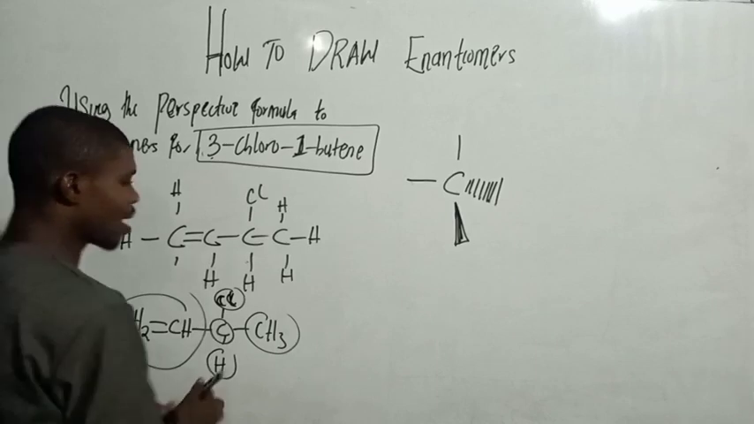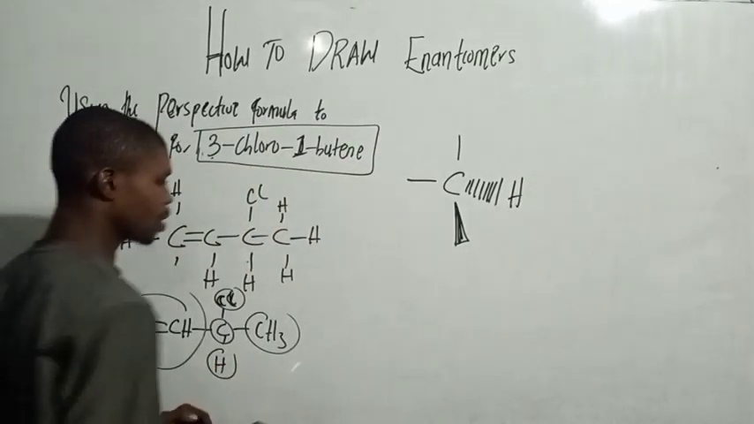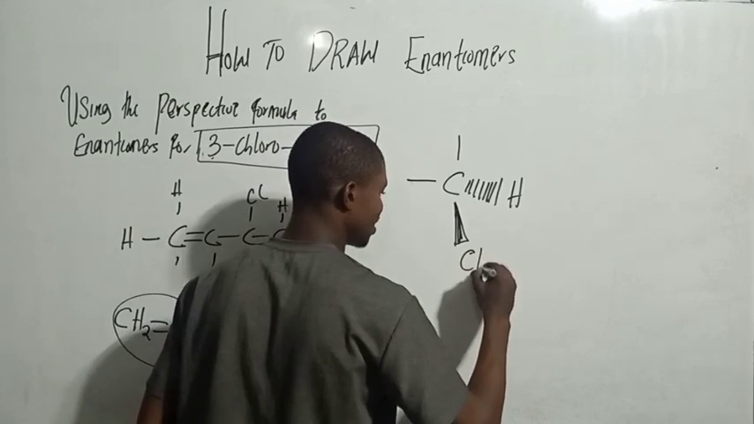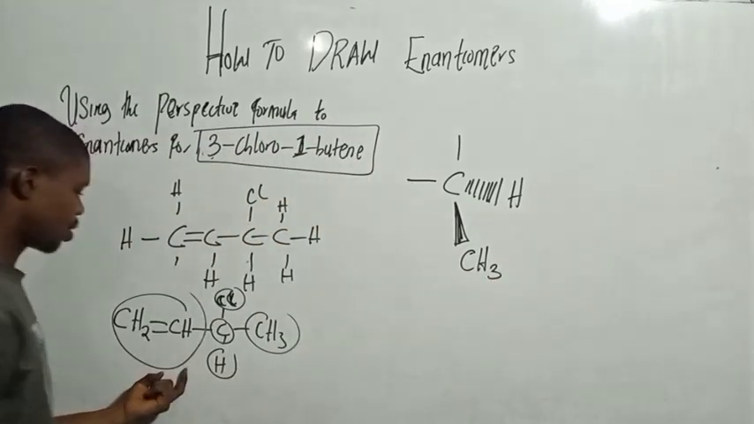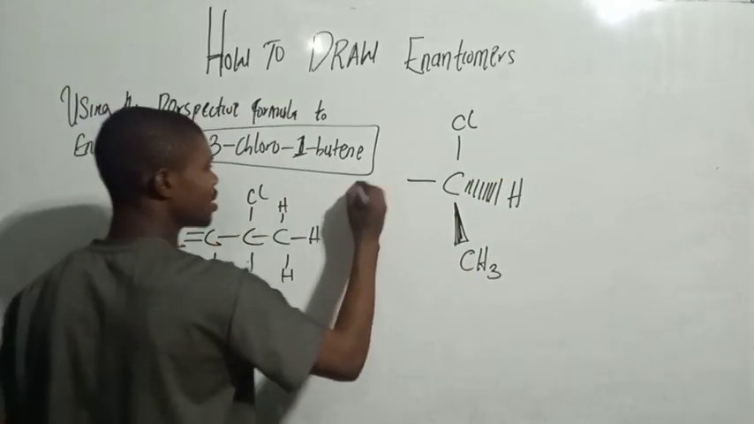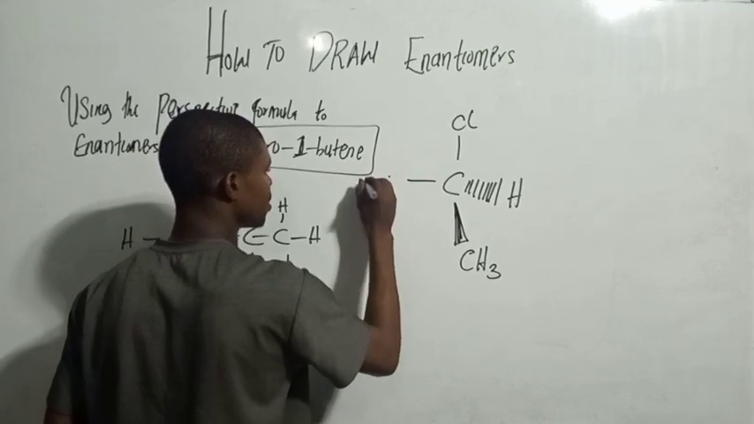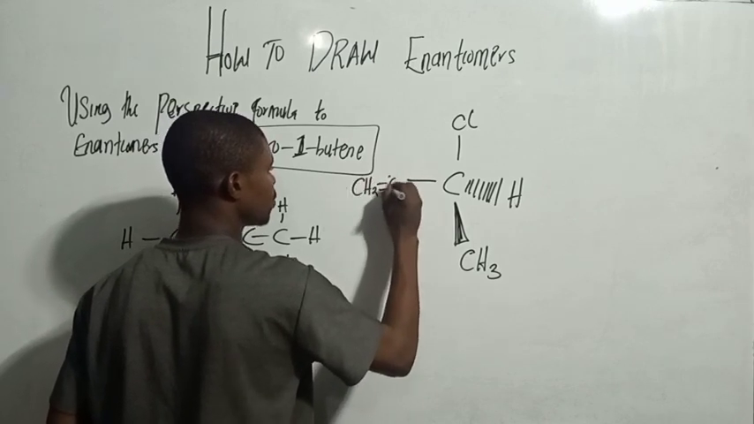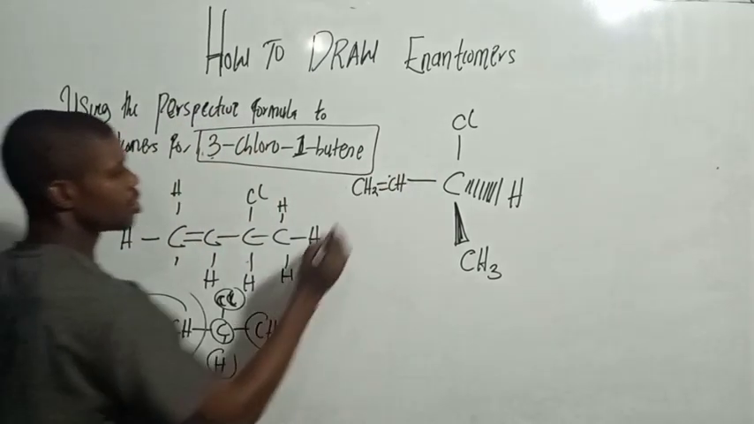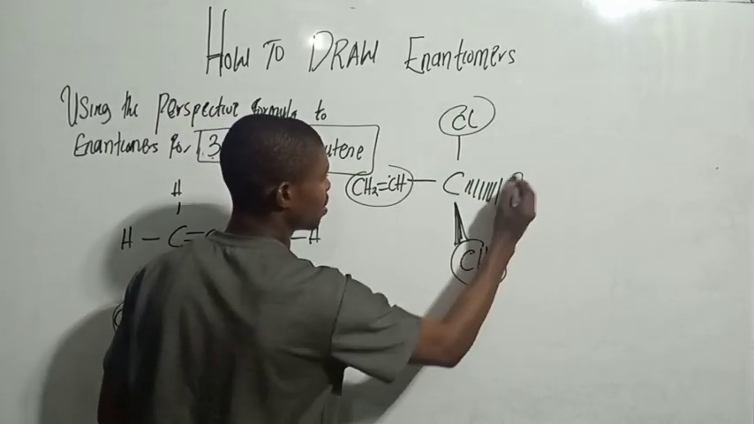Do you get that? I can decide to put hydrogen here. I can decide to put CH3 here. I can decide to put chlorine here. I can decide to put CH double bond CH2 here. Just that. So these are the 4 groups that are attached to the chiral center.